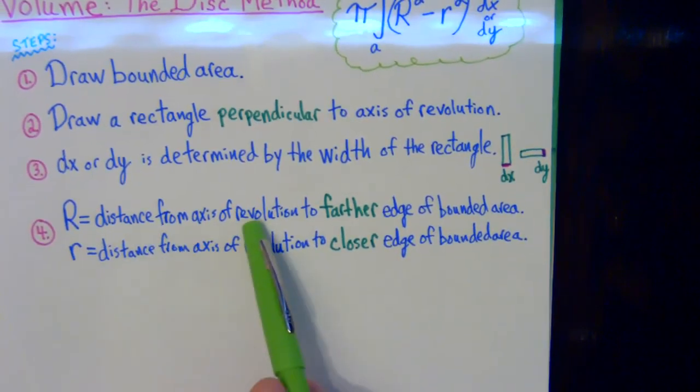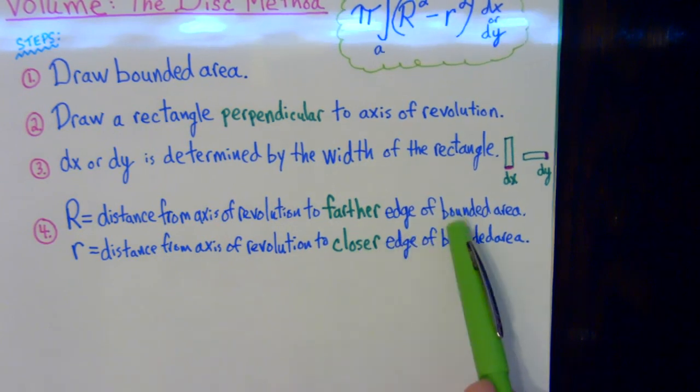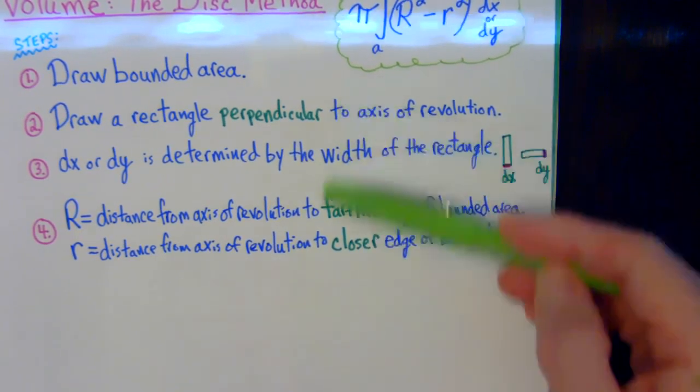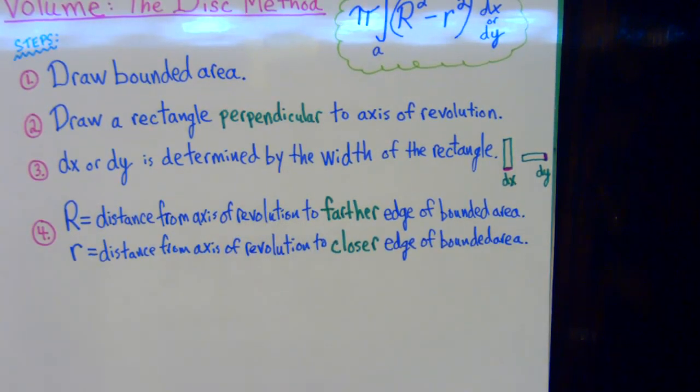And then that's what we talked about. The capital R is the distance from the axis of revolution to the farther edge. The little r is the distance from the axis of revolution to the closer edge of your bounded area. So I'll go through the nuts and the bolts of how to actually go through those steps and how to work out some examples in the next video.